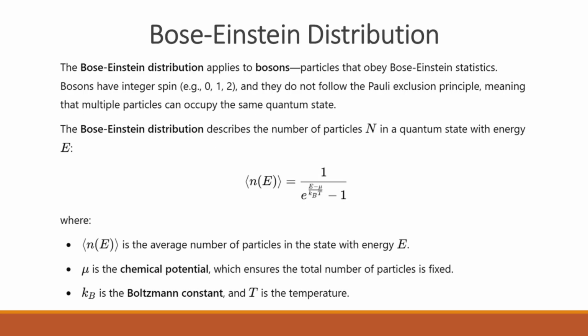Enter the Bose-Einstein distribution, a quantum statistical marvel. This distribution describes bosons, particles with integer spin that can occupy the same quantum state. Unlike classical particles, bosons can pile up in identical states, creating extraordinary phenomena.